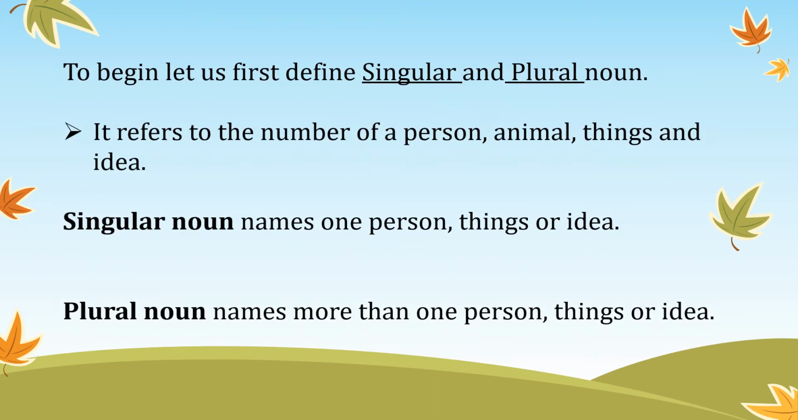To begin, let us first define singular and plural nouns. It refers to the number of a person, animal, thing, and idea. Singular nouns name one person, thing, or idea. Plural nouns name more than one person, thing, or idea.